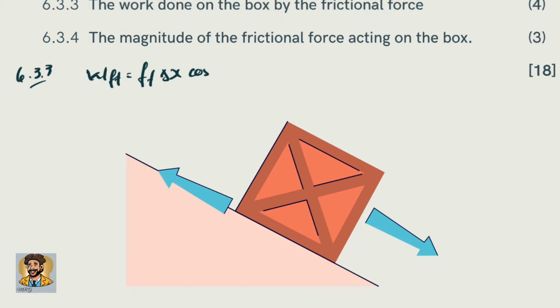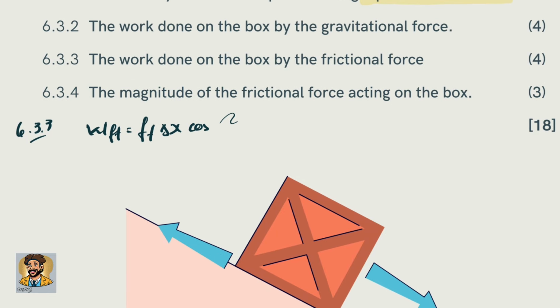But what is the problem, guys? What is the problem if we do this? We don't have friction, so we're going to have two unknowns in this specific question. So what we are going to do is use the work energy theorem instead. For this question, we're going to start with the work energy theorem. Work done by the net force is equal to change in kinetic energy.